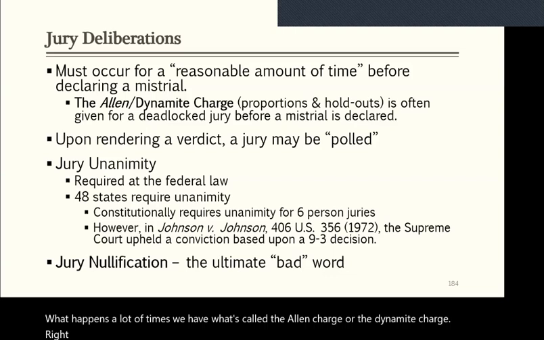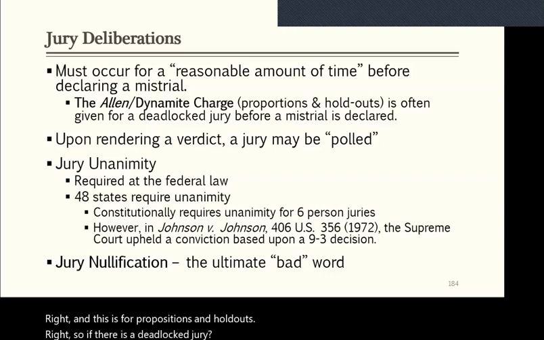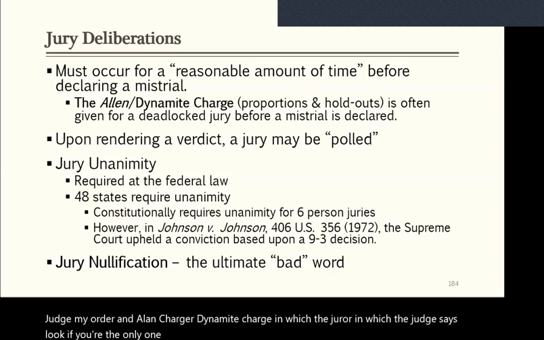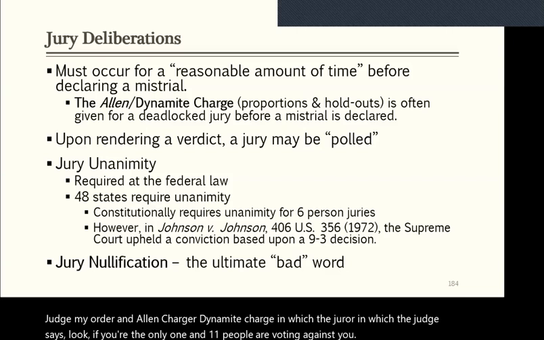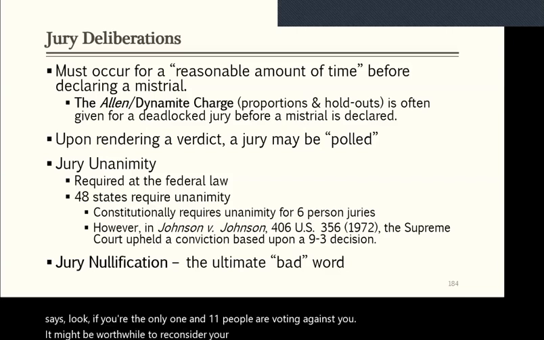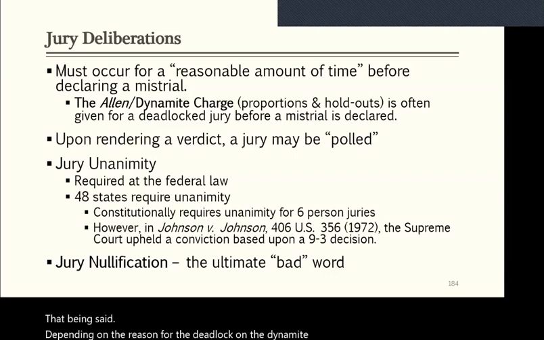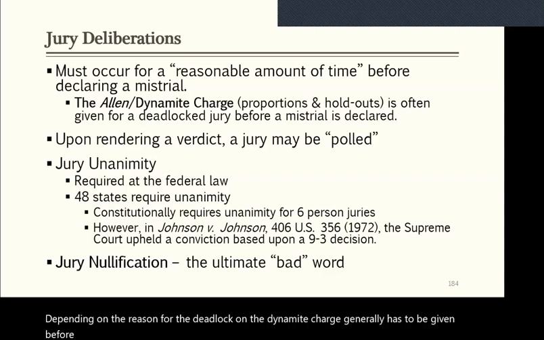And this is for propositions and holdouts, right? So if there is a deadlocked jury, the judge might order an Allen charge or a dynamite charge in which the judge says, look, if you're the only one and 11 people are voting against you, it might be worthwhile to reconsider your position. And the idea is not necessarily to force their hand, but it kind of is in a way. That being said, depending on the reason for the deadlock, the dynamite charge generally has to be given before a mistrial is declared.